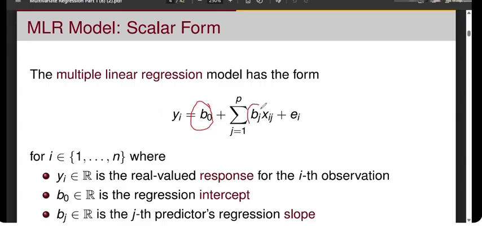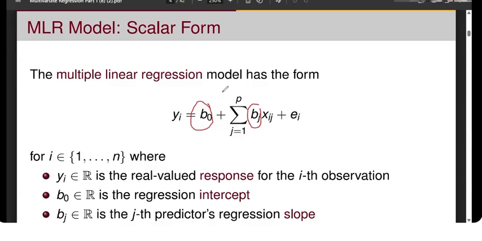And then we're going to have a set of regression slopes, because if I have more than one predictor, I'm going to have more than one slope. If I have one predictor, there's going to be one slope. If I have two predictors, there's going to be two slopes. So the number of slopes that I'm going to have depends on the number of predictors that I have in the model.